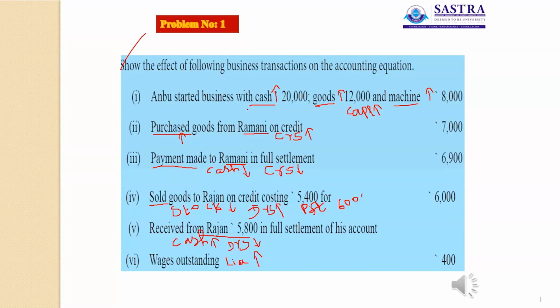Then payment made to Ramani in full settlement. Cash account and another one is creditors account. Cash account decreased. Creditors account is also decreased. Then sold goods to Rajan on credit costing rupees 5,400 for 6,000. So here stock value decreased, debtors value increased, profit is 600. That is 6,000 minus 5,400, 600 rupees. Then receipt from Rajan 5,800 in full settlement of his account. Cash account and debtors account. So cash account increase, debtors account decrease. Then wages outstanding, liabilities also increase.